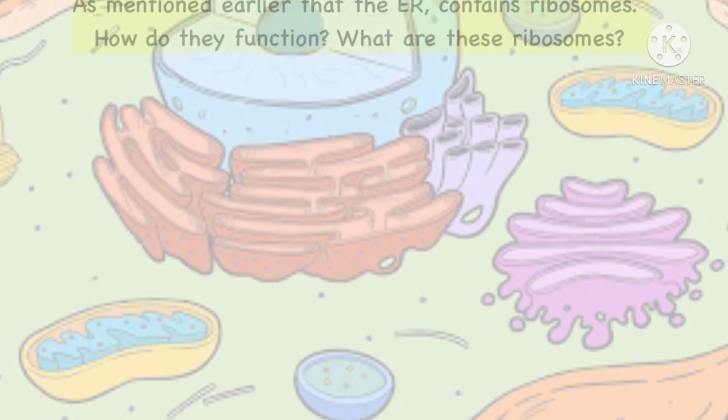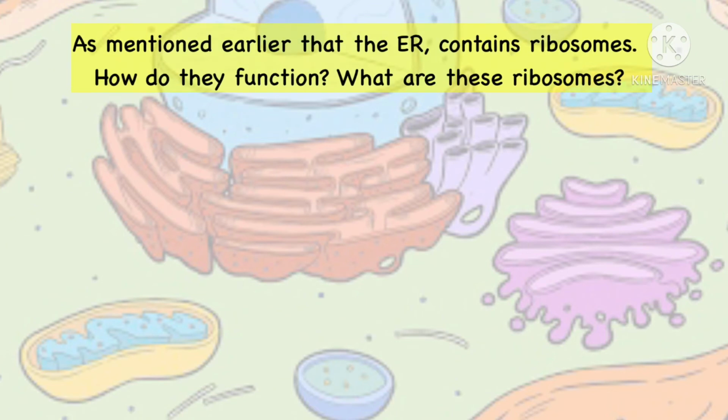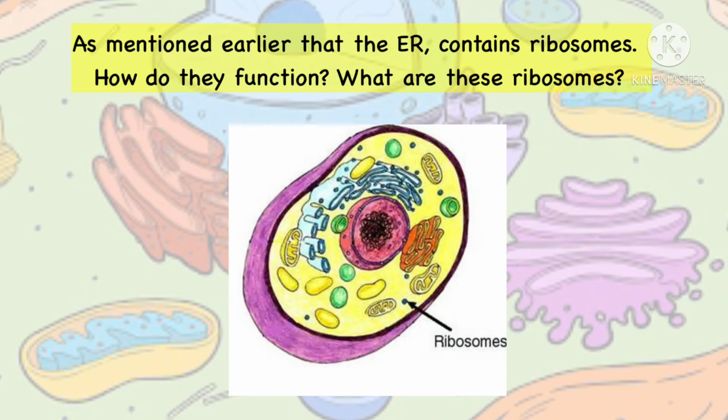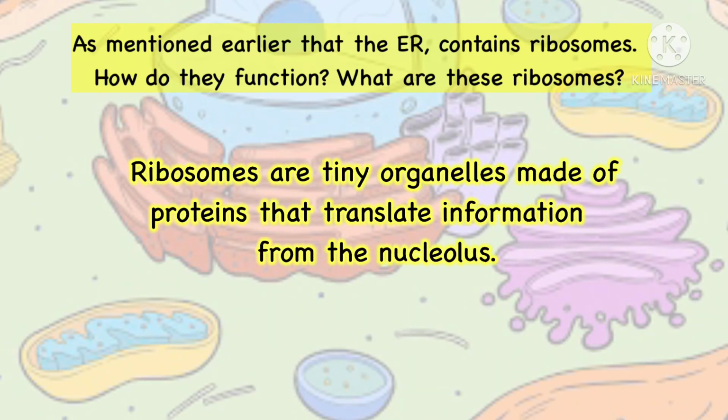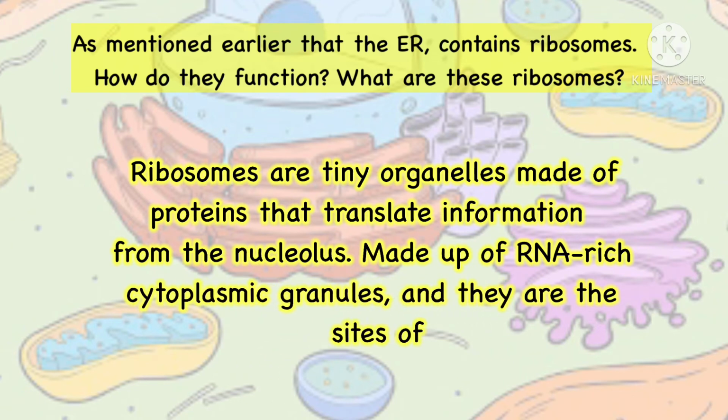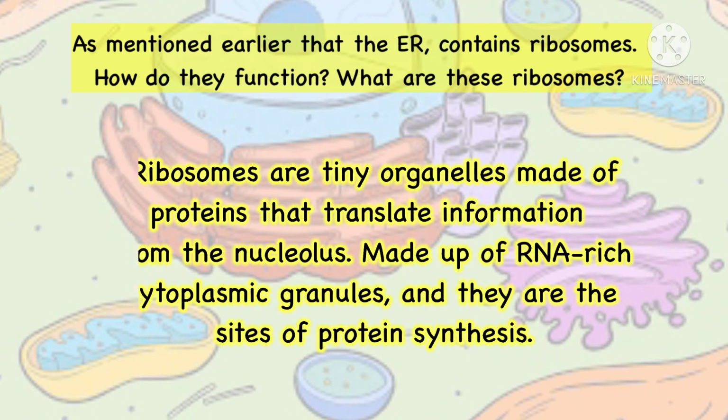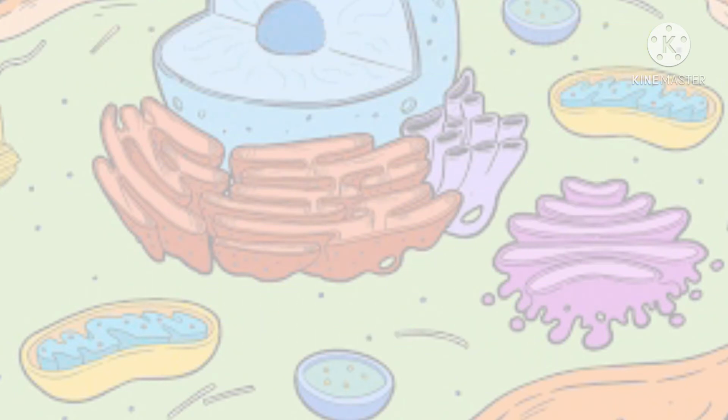As mentioned earlier, the ER contains ribosomes. How do they function? What are these ribosomes? Ribosomes are tiny organelles made of proteins that translate information from the nucleus, made up of RNA-rich cytoplasmic granules, and they are the sites of protein synthesis.